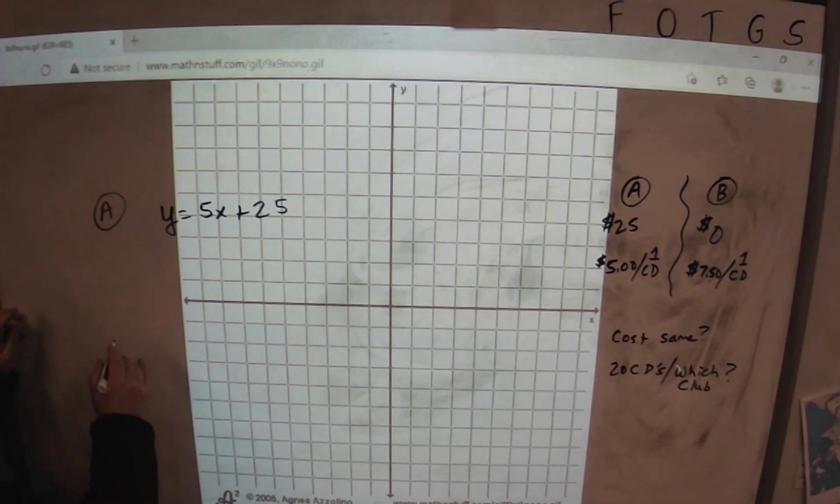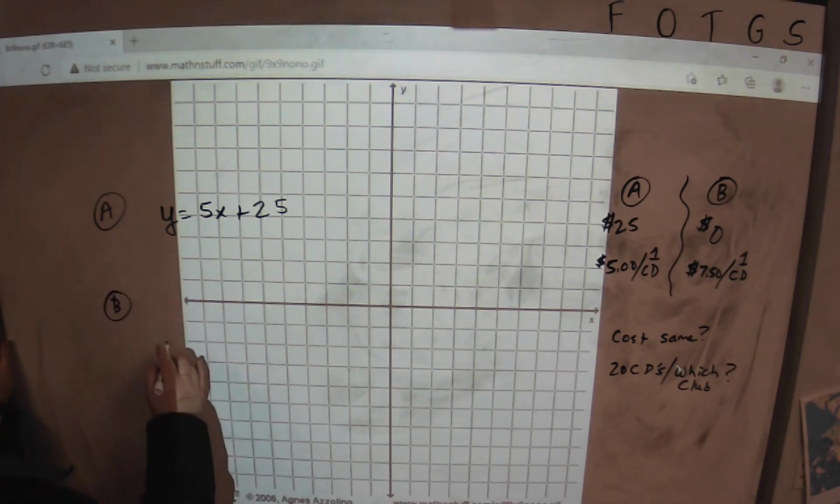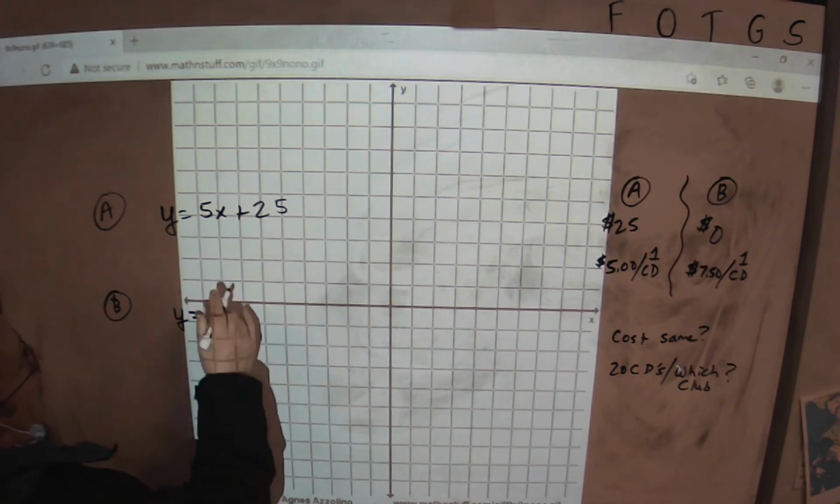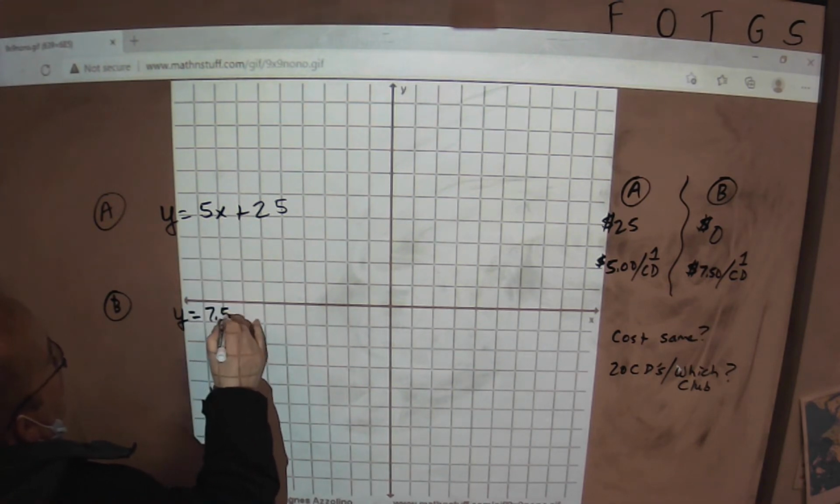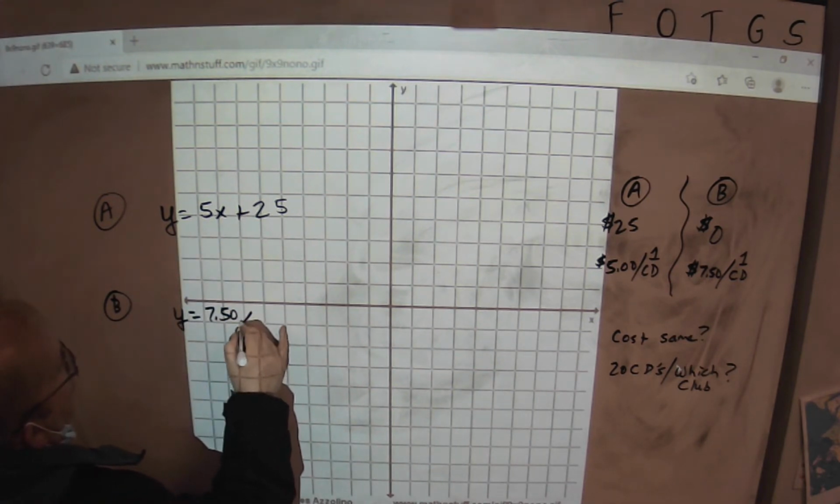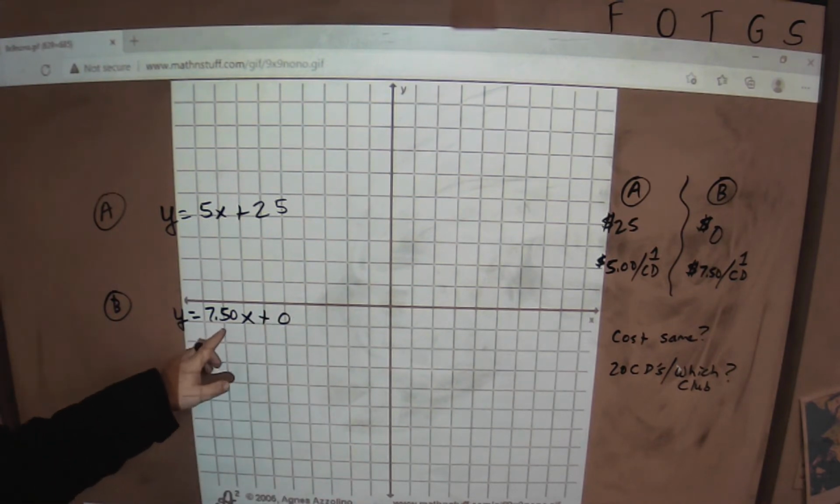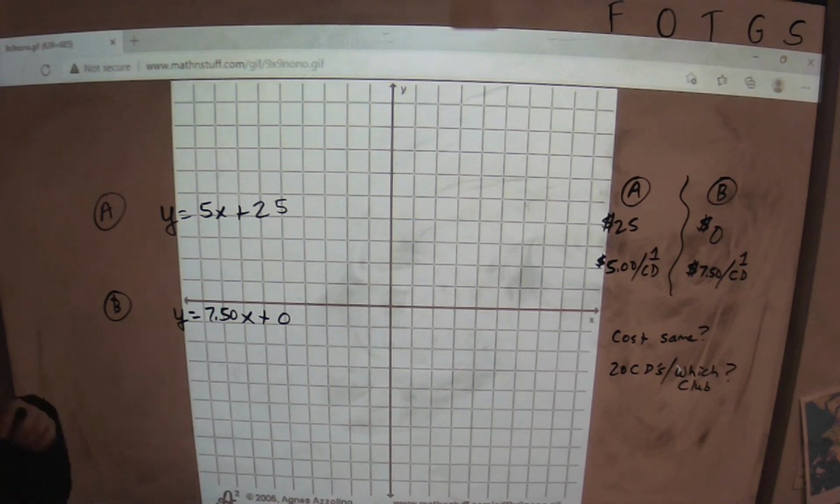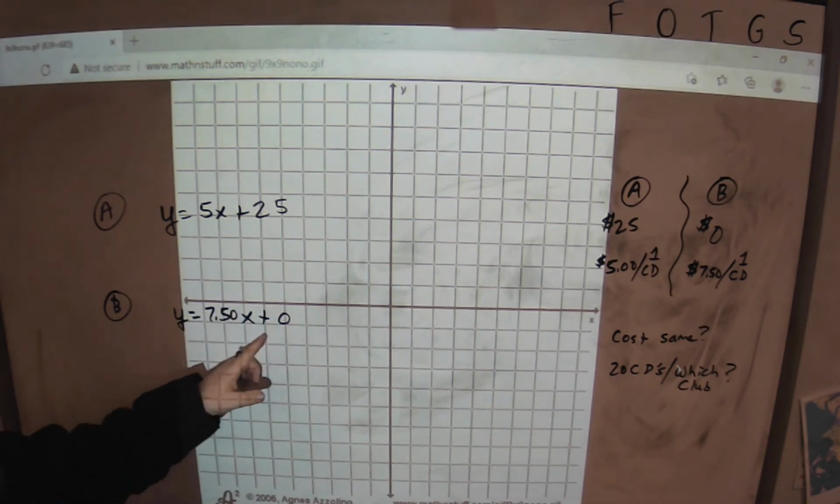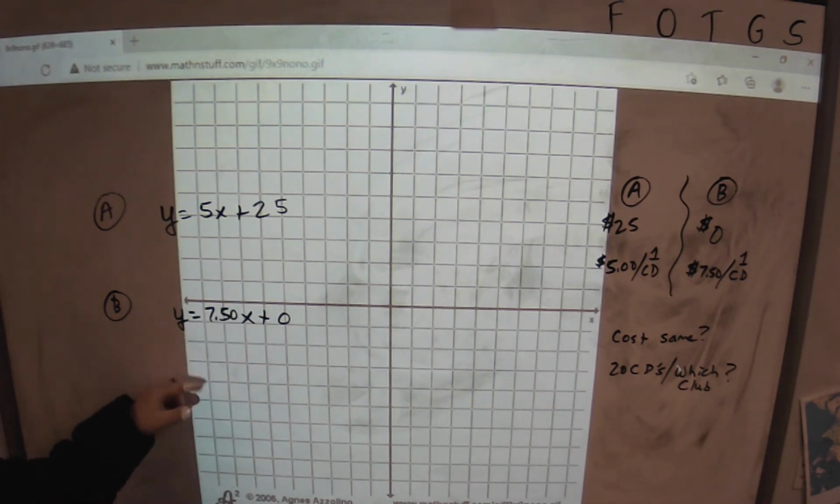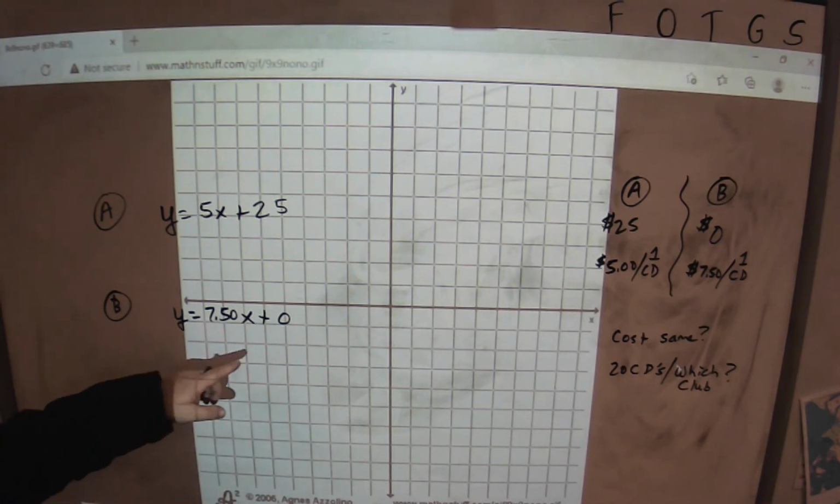Now what about club B? Club B is going to be a situation where the amount I buy CDs for is $7.50, and there is no annual fee, so I write $7.50 times x plus 0. And if I figure this out, that's my total cost of y. Let's graph these.